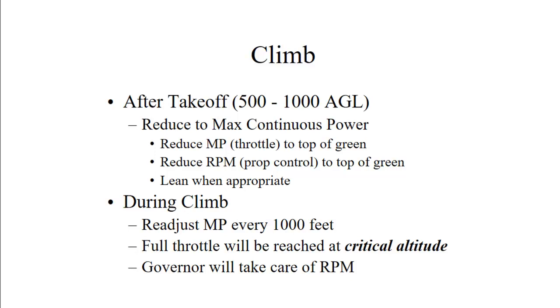At some point our throttle is going to be full throttle, and that's what's called critical altitude. That's where full throttle is required in order to get the manifold pressure that you desire. And above that, we're just going to have to take what we get. Now, during all of this, the governor's going to take care of the RPM, so the good news is that you won't have to worry about adjusting the propeller. Once it's set, as you make your power reduction for climb, the governor will take care of it and it'll hold it right at the RPM that's specified.